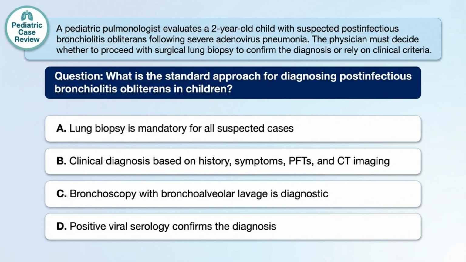Case number 11. A pulmonologist must decide whether to proceed with a surgical lung biopsy or rely on clinical criteria to diagnose a 2-year-old child. What is the standard approach for diagnosing this condition in children? Option 1. Lung biopsy is mandatory for all suspected cases. Option 2. Clinical diagnosis based on history, symptoms, pulmonary function tests, and computed tomography imaging.